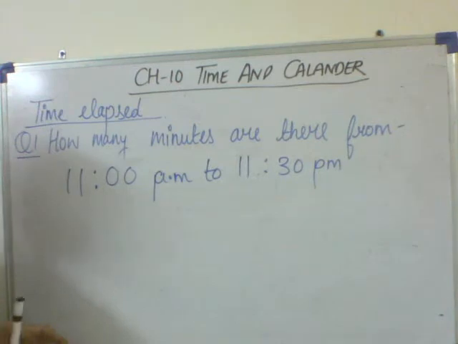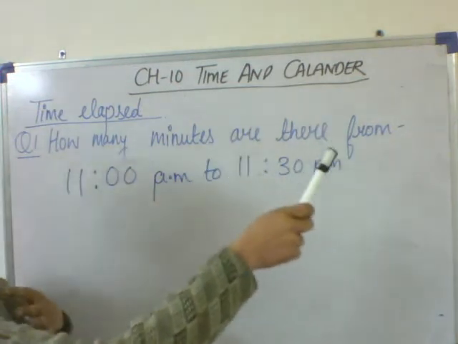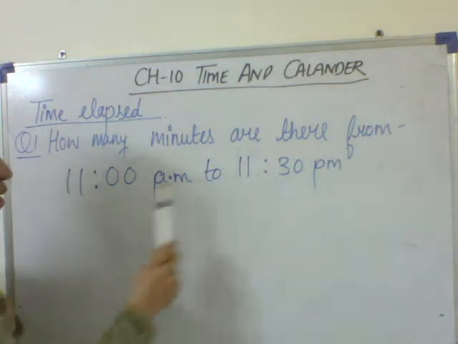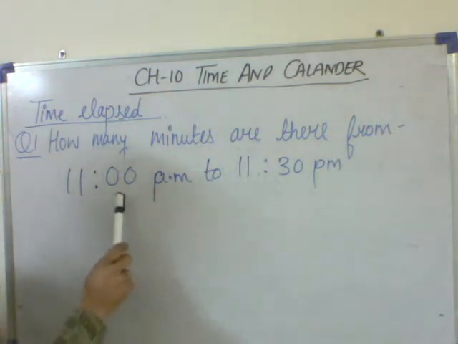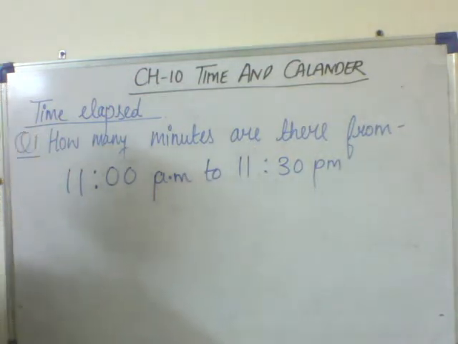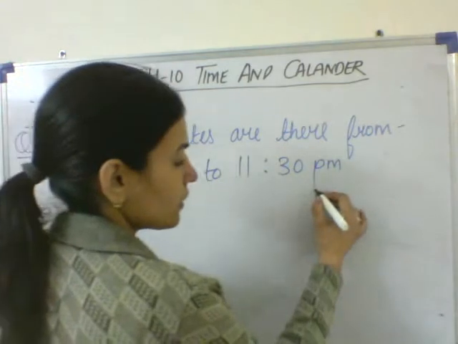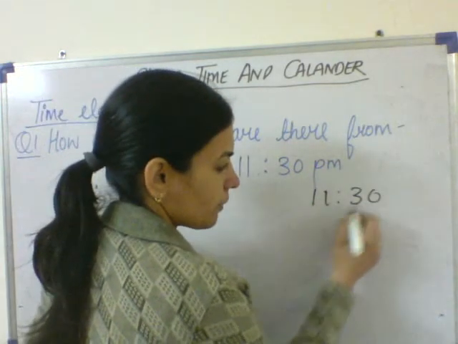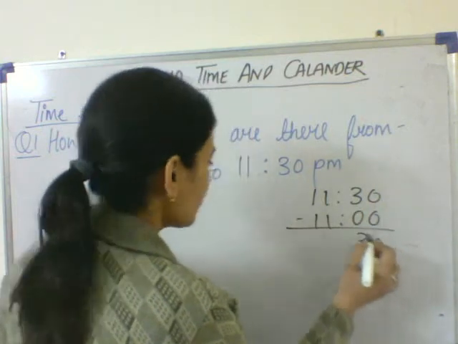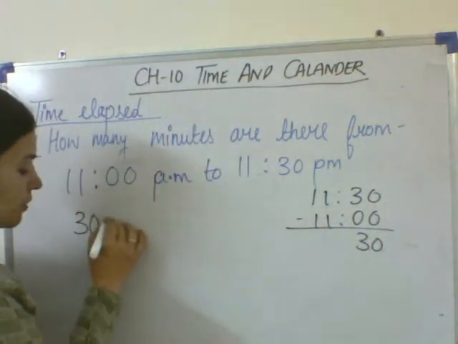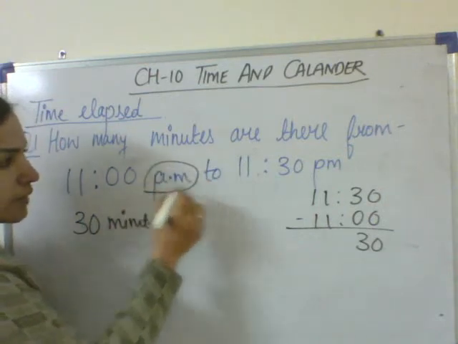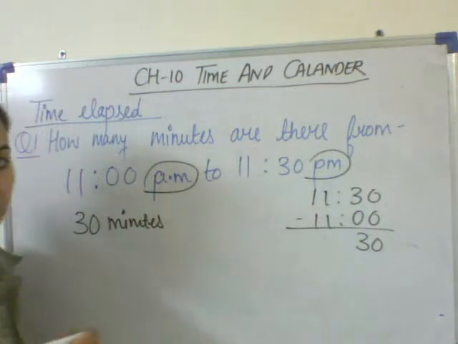Question number 1: how many minutes are there? We have to find how many minutes are there. Here the timing of the two different clocks is given. It is 11 p.m. and here it is 11:30 p.m. So I can subtract this. What will I get? 30. So what is the time elapsed here? 30 minutes. Here you can see both are PM.